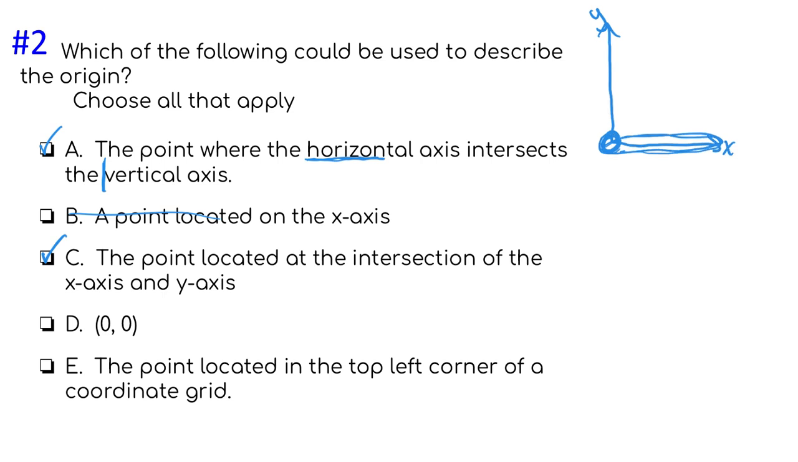That is the coordinates of the origin. And E, the point located in the top left corner of a coordinate grid. So top left corner, no, definitely not. So correct answers were A, C, and D.